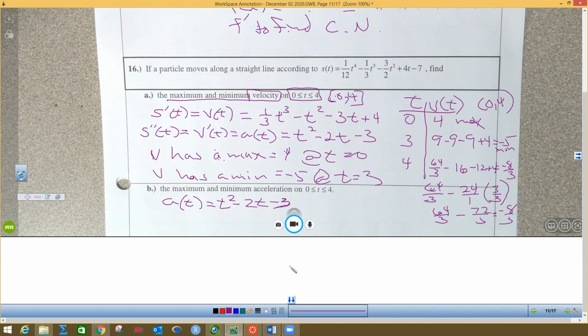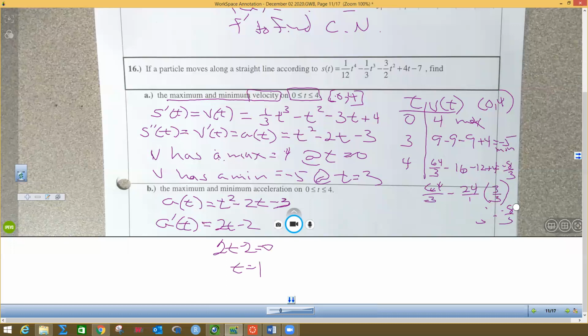So what do I have to use to get my critical numbers of acceleration? The derivative. So I need to do the derivative of this. So a prime at t is going to equal 2t minus 2. So I set 2t minus 2 equal to 0, and we're going to get t equals 1. And if you need me to do those steps, let me know and I'll go through it all.